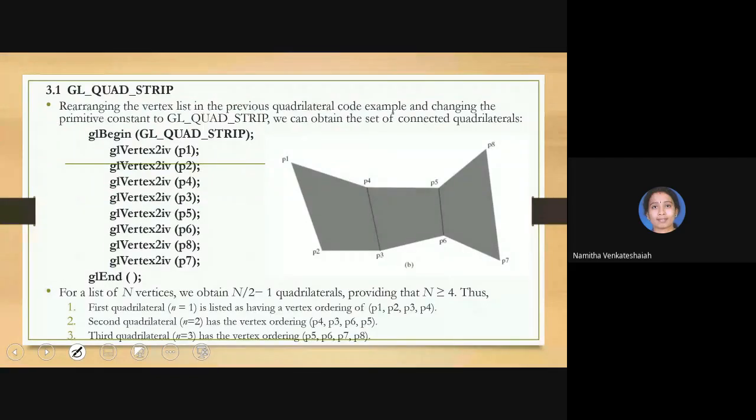Quad strip. This was told: P1, P2, P4, P3 is the first quad, and P3, P4 will be used as the edge for P5, P6. Next, P5, P6 is used as the edge for the P5, P6, P7, P8 quadrilateral.